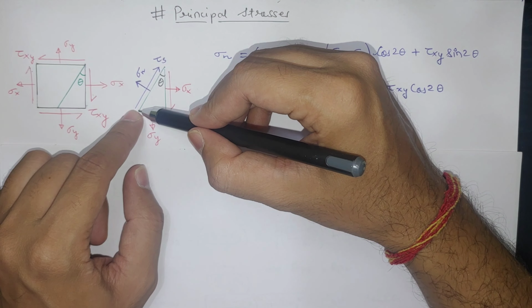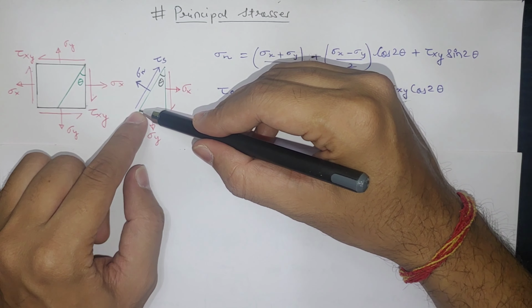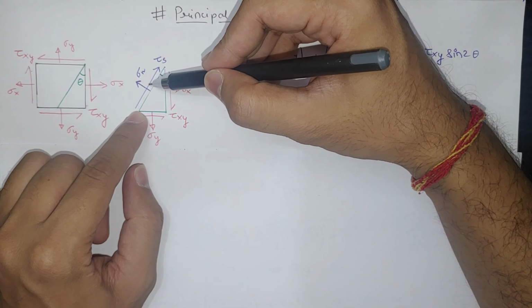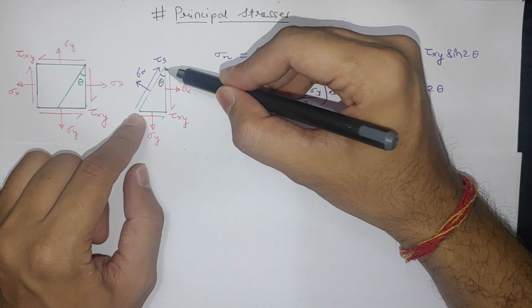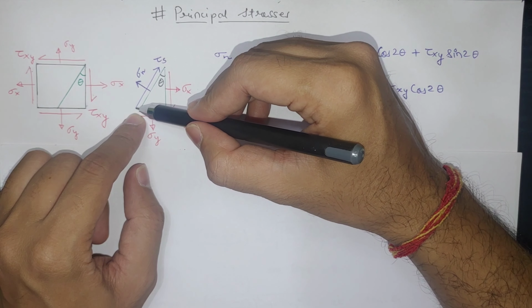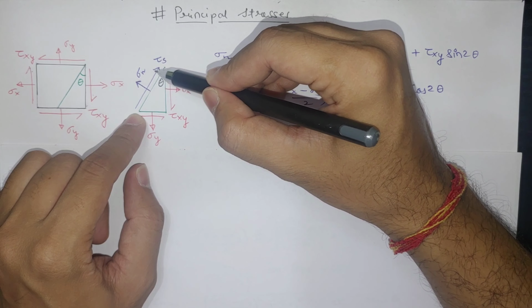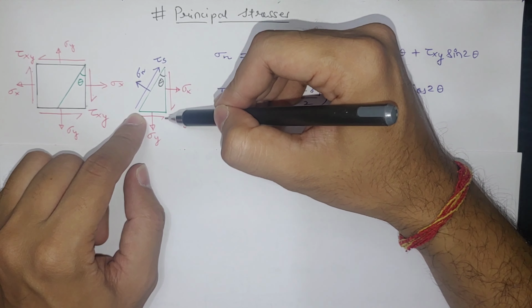Now we have cut from here, so to balance this particular section, there will be internal stress developed. We denoted it by sigma n, which is a normal stress acting on this plane due to these stresses, and to balance these stresses, the shear stress on this plane is acting in this direction. Theta is the angle. We are finding a generalized equation of stresses at a particular angle theta from the sigma x plane.